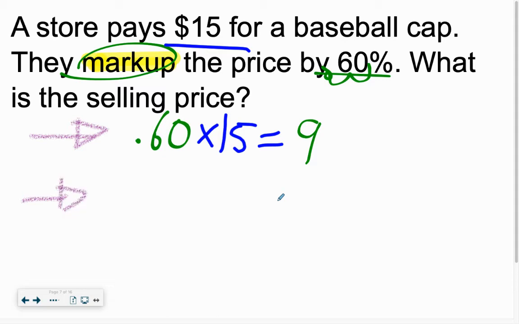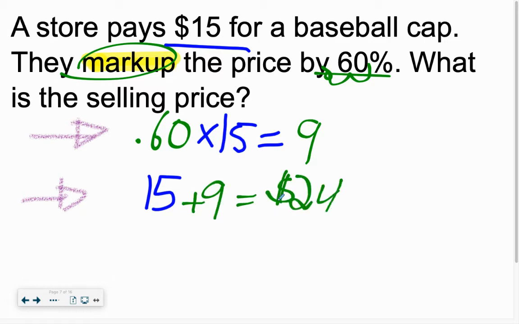So step 2 then, take your original, the wholesale price, and increase it and mark it up. So our final answer is $24. 2 steps of work each time.